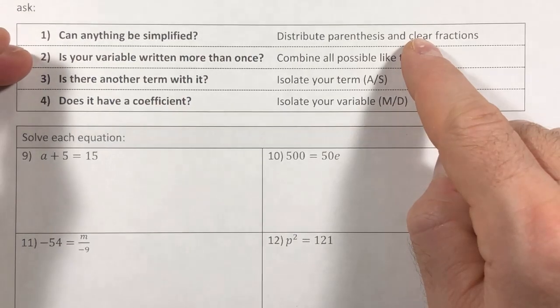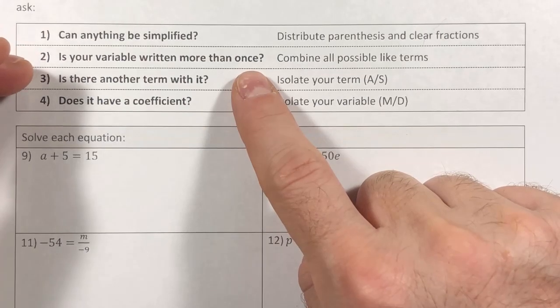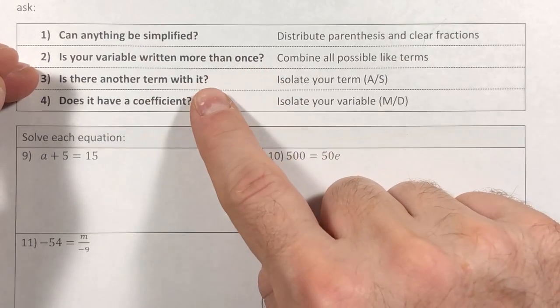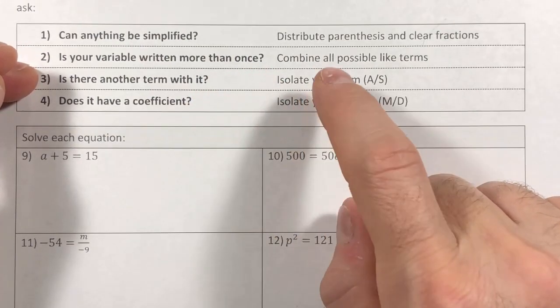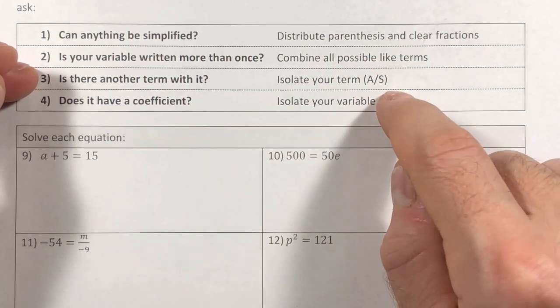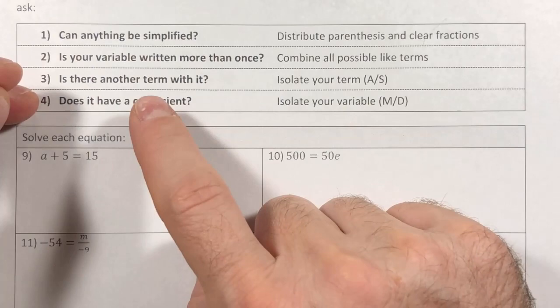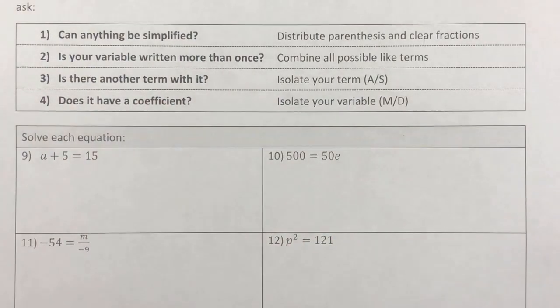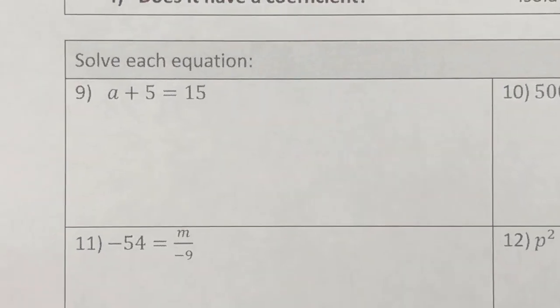Next, we're going to follow it up with, is the variable written more than once? So we're going to identify where our variable is written in the equation, and we're going to put them all into one spot. Thirdly, does the variable term have anything else with it? Which means we're going to isolate our terms by following addition and subtraction, and follow it up inversely with multiplication and division by making sure if there is a coefficient or anything multiplied by it, we get rid of that. So without further ado, let's jump into the first question.